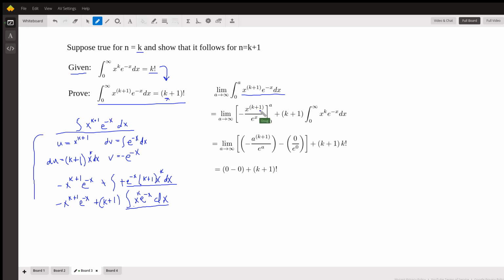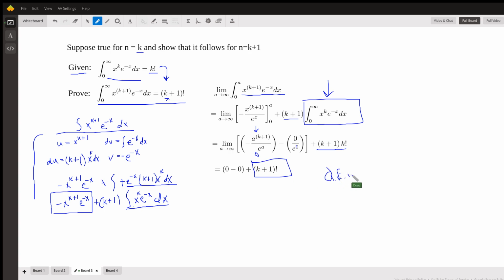So we want to take the limit as a approaches infinity of this term right here, plus k plus 1 times the antiderivative, which is really the integral from 0 to infinity of x to the k e to the minus x dx. We can, once again, use L'Hopital's rule. I'll show you on the next board that this indeed evaluates to 0. You have to apply L'Hopital's rule many times. This is like 0 over 1, which is 0. And over here, here's the key. We're given that this thing evaluates to k factorial from right here. And so k plus 1 times k factorial is k plus 1 factorial, QED, that which was to be proved.